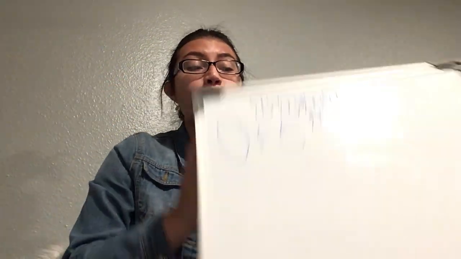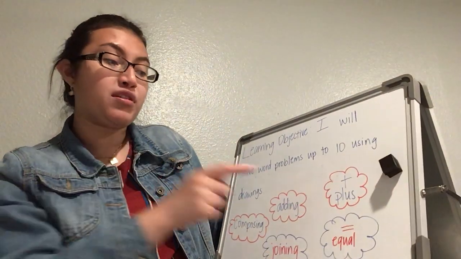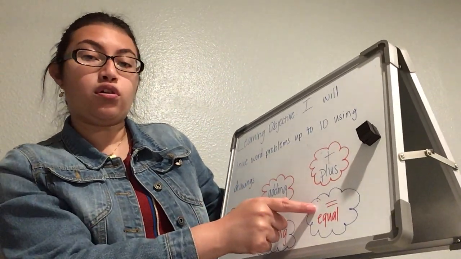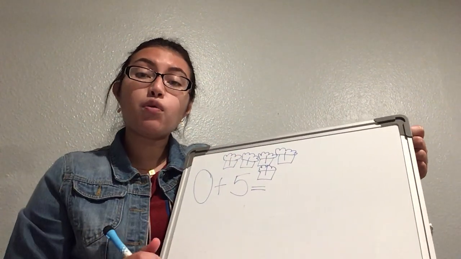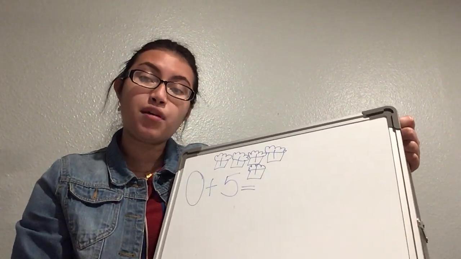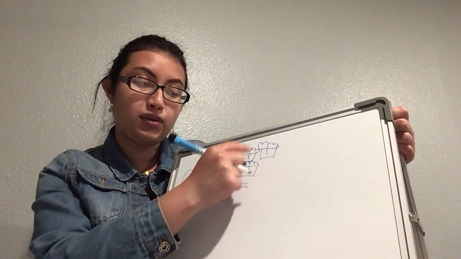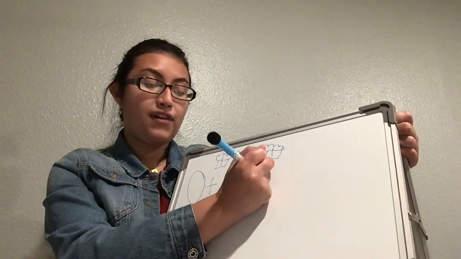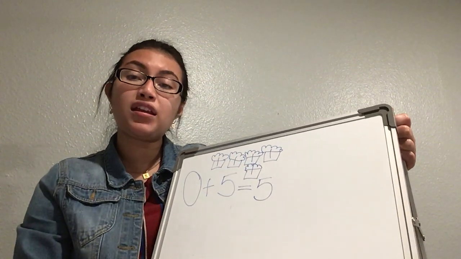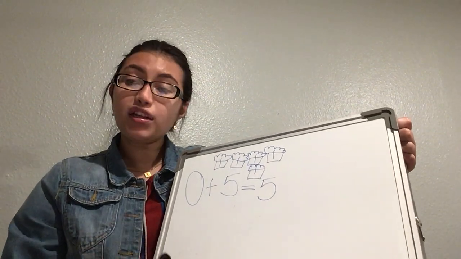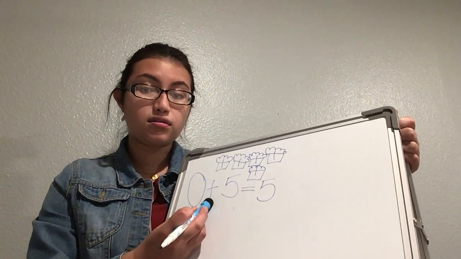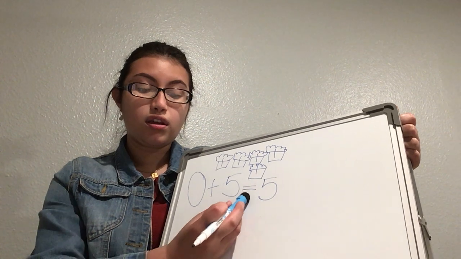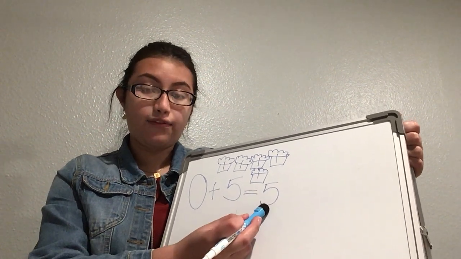So what special symbol am I going to put that means the same? Is it plus or is it equal? Equal. So I'm going to put the equal sign. Equals 0 and 5. When I join it, it makes the same number as 1, 2, 3, 4, 5. I just made the number 5. So let's try to read it together. 0 plus 5 equals 5.